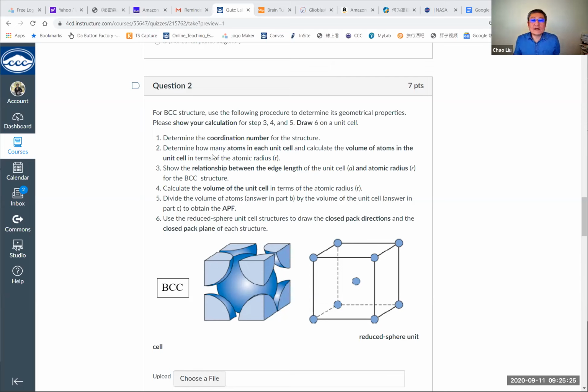The second one here is how many atoms you can count. For each one of them, you take the portion of the atom that you count, then you can find out how many atoms are inside the unit cell. The volume of the atoms depends on how many atoms you have. Okay, so you have to write it in terms of the atomic radius. So what is the atomic radius? We don't know in this case, but if you know the ratio, then you can find it out later. So this will be the radius of the atom here.